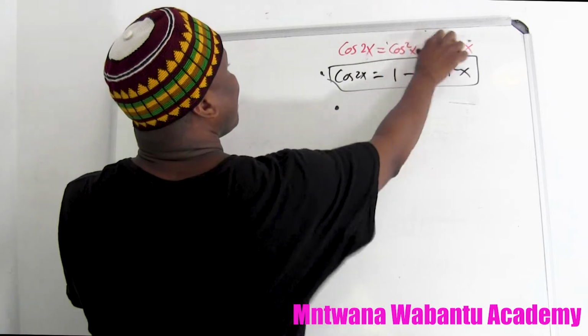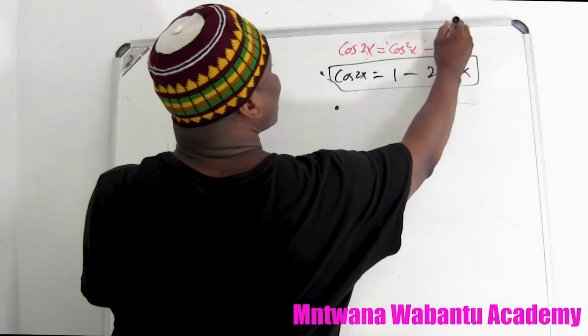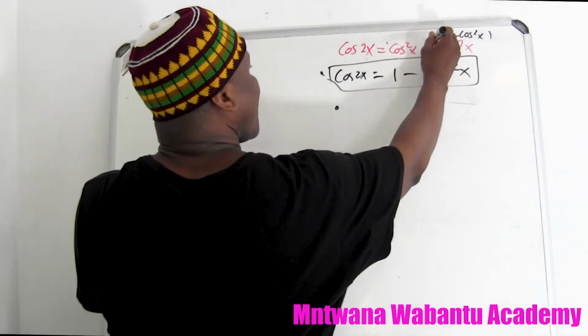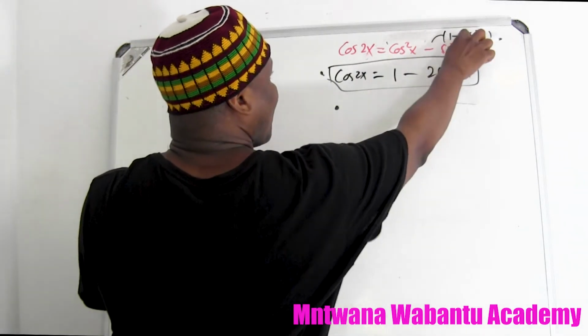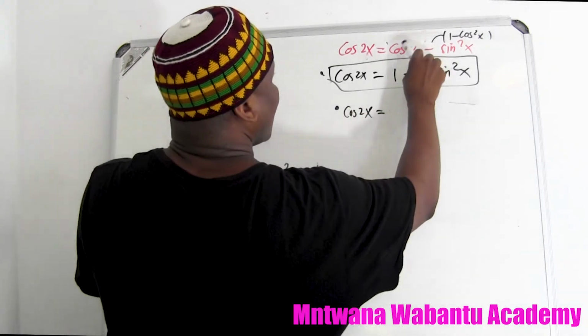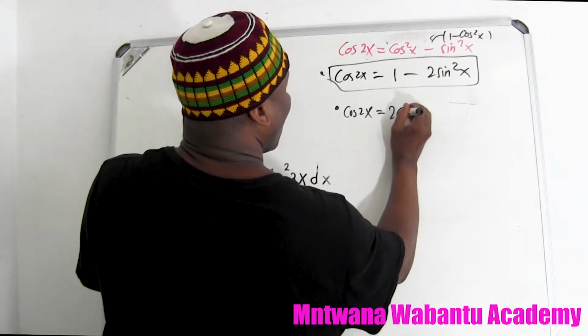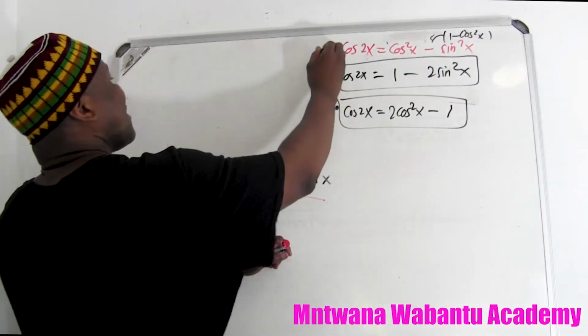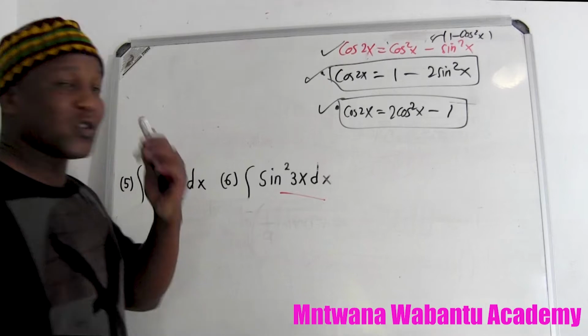Let's say I want to replace this. So this is 1 minus cos square x. So cos square x, minus, plus, because it's going to be plus 2. So cos double angle 2x is equal to, this is going to be plus, right? It's going to be 2 cos square x minus 1. Use the same question. So cos double angle can be equal to this one or this one or this one, depending on the question.